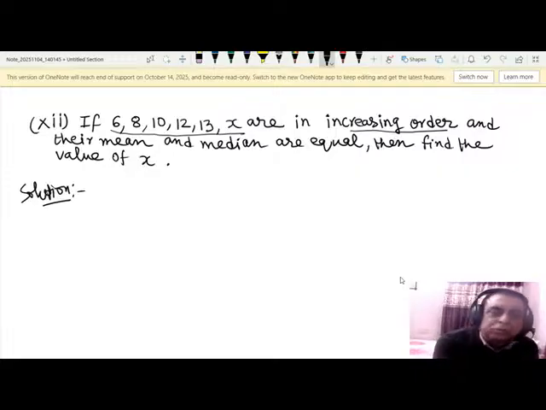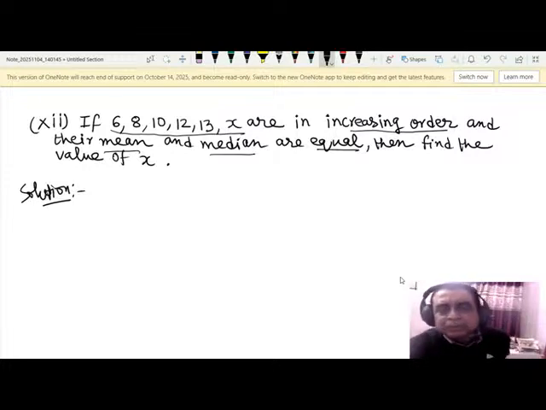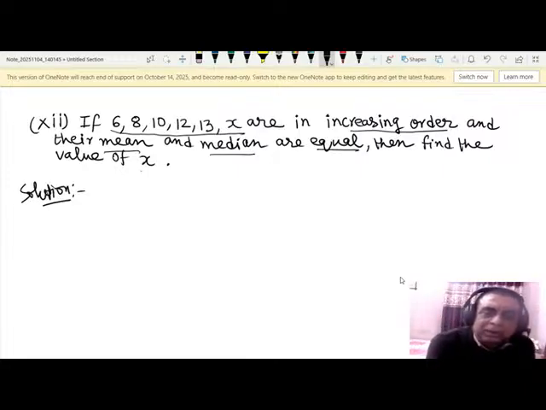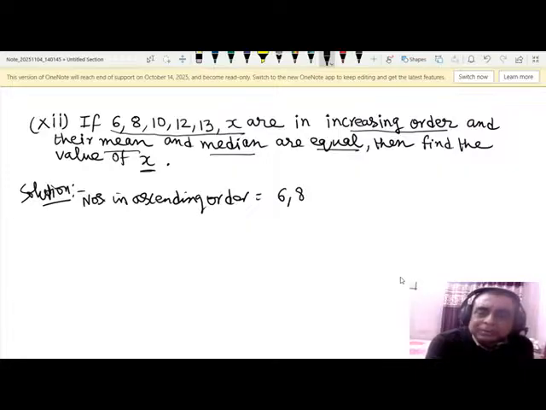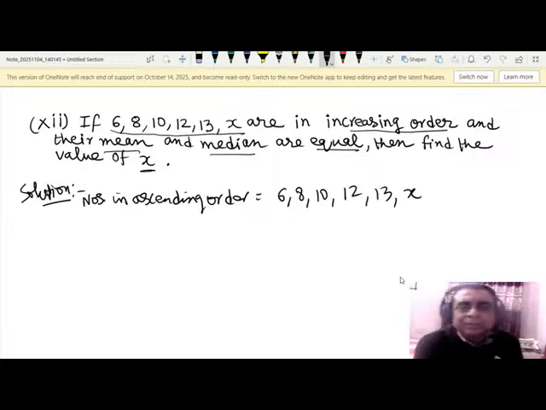It is also told to us that their mean and median are equal. So whatever is the mean of the given numbers is the same as the median. Then you are asked to find the value of x. The numbers in ascending order are 6, 8, 10, 12, 13, and x.